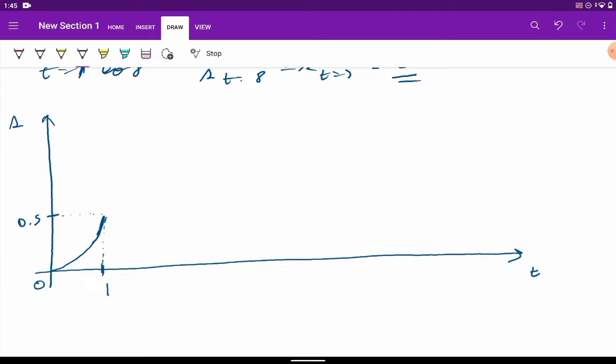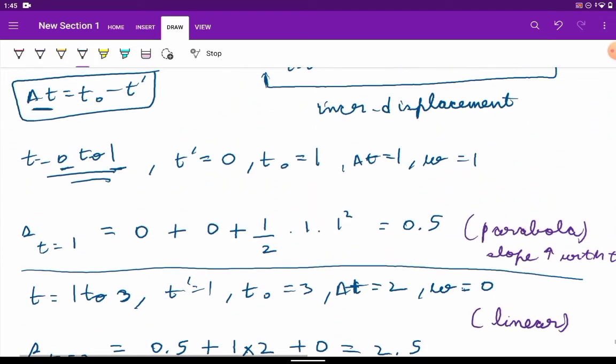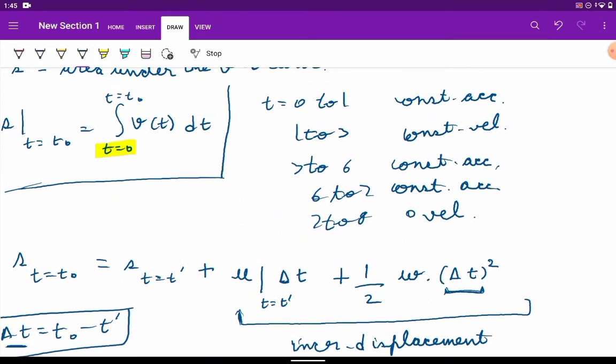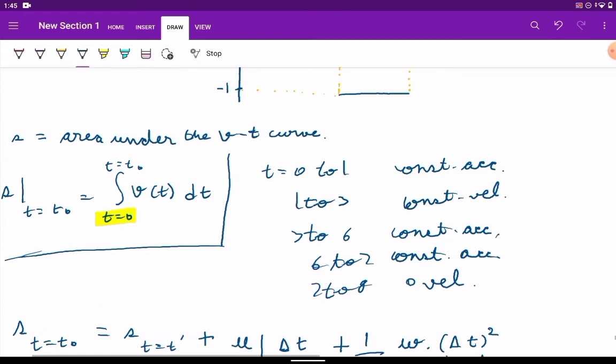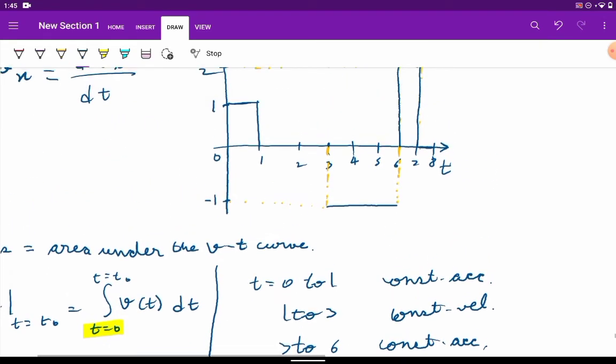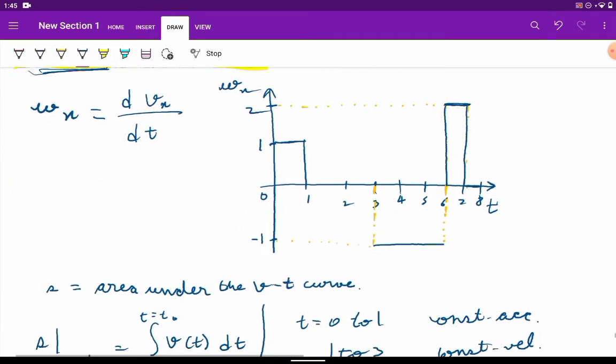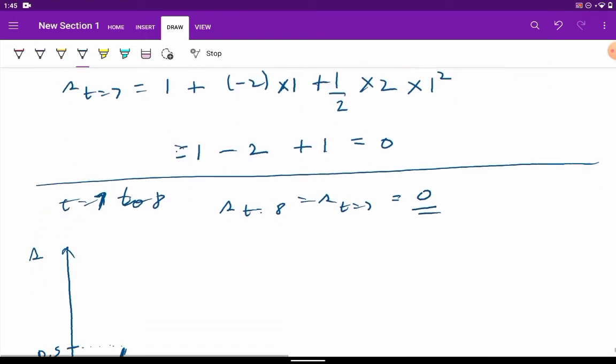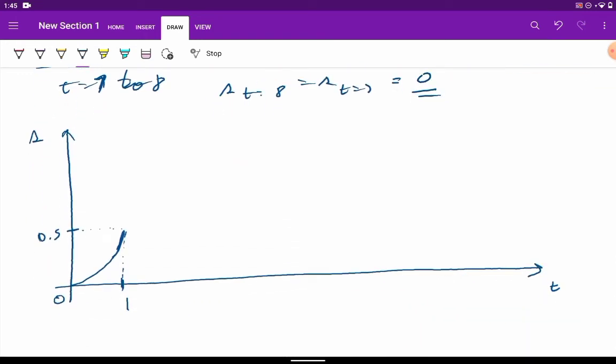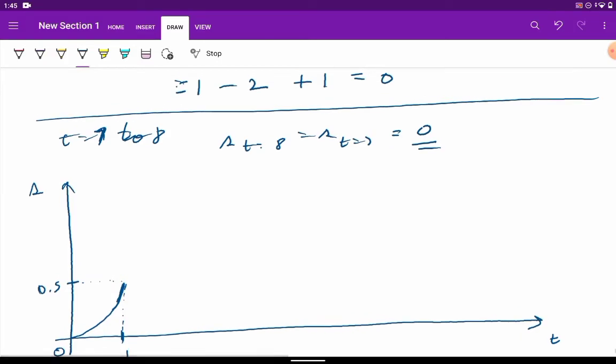Sorry, the drawing is not very good, but you get the idea. Now once you have this from 0 to 1, from 1 to 3 it's a constant velocity. And remember one important point while drawing these curves: the velocity remains constant. At t equal to 2 and 3, it is the same as at t equal to 1. So basically the slope is maintained.